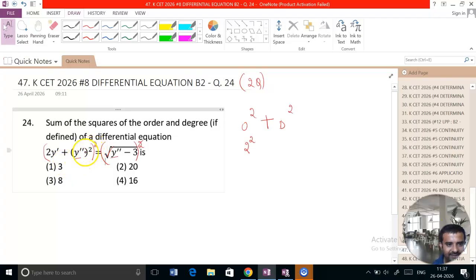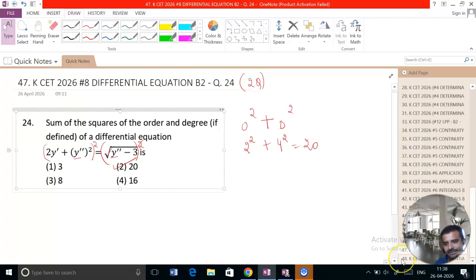And if I'm going to define this, order is 2, and what is the exponent? The exponent of the order will be your degree. So here 2 square becomes 4, so degree will be 4. It will become 4 square, 16. 2 square, 4. Answer will be 20. Option 2 is the right answer.